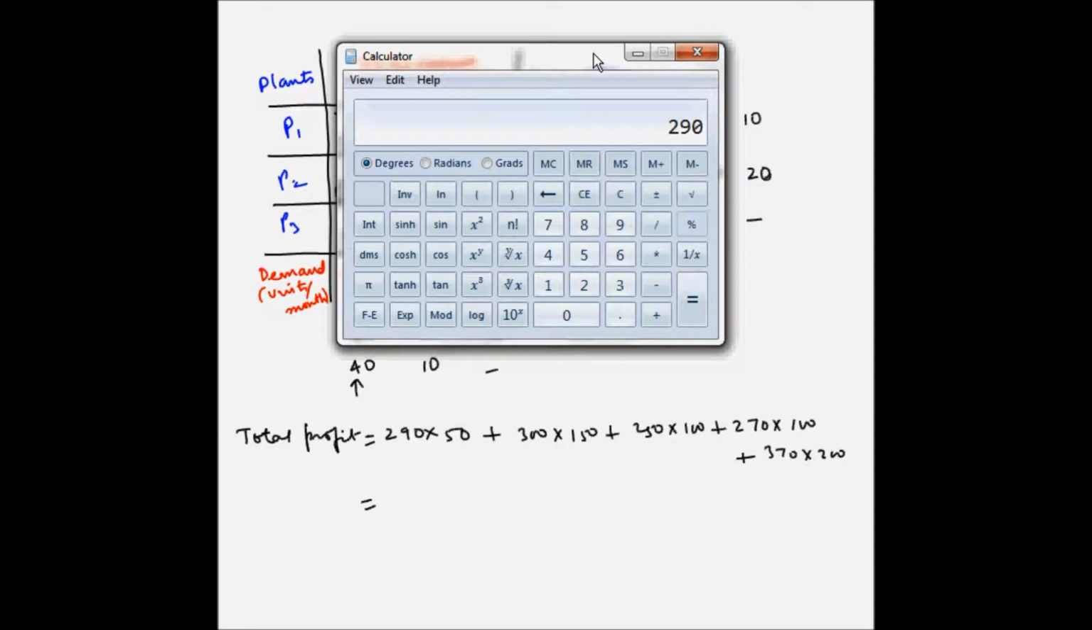So 290 multiplied by 50 plus 300 multiplied by 150 plus 250 multiplied by 100 plus 270 multiplied by 100 plus 370 multiplied by 200. So that gives 185,500 rupees. This is the total profit obtained after the basic initial feasible solution.